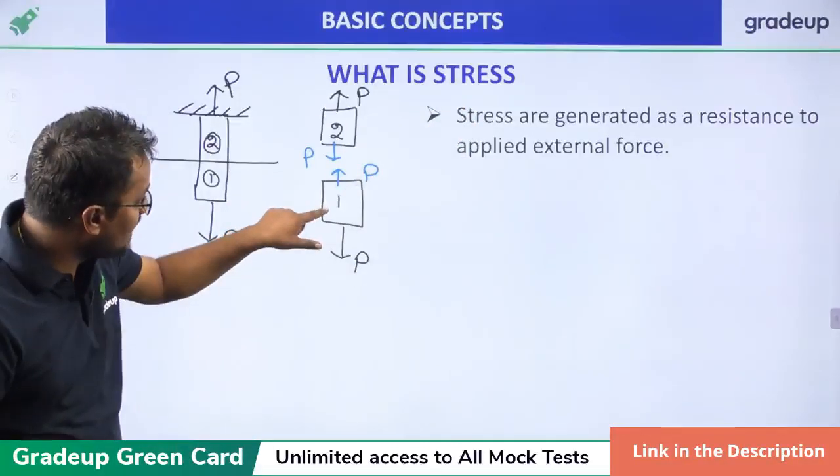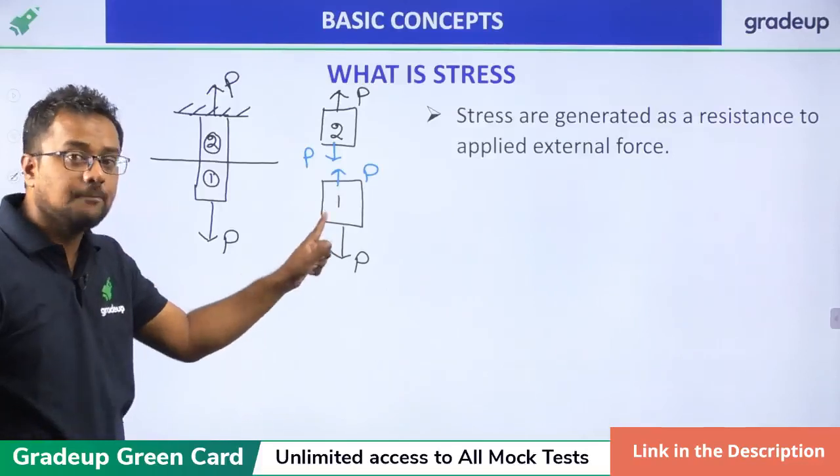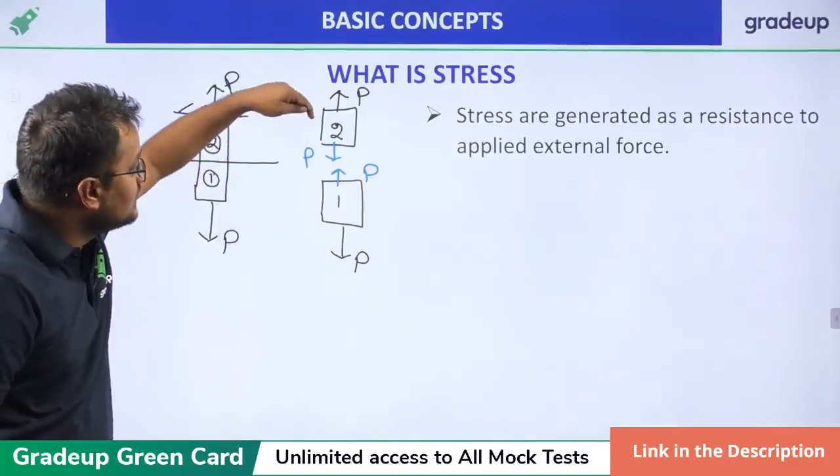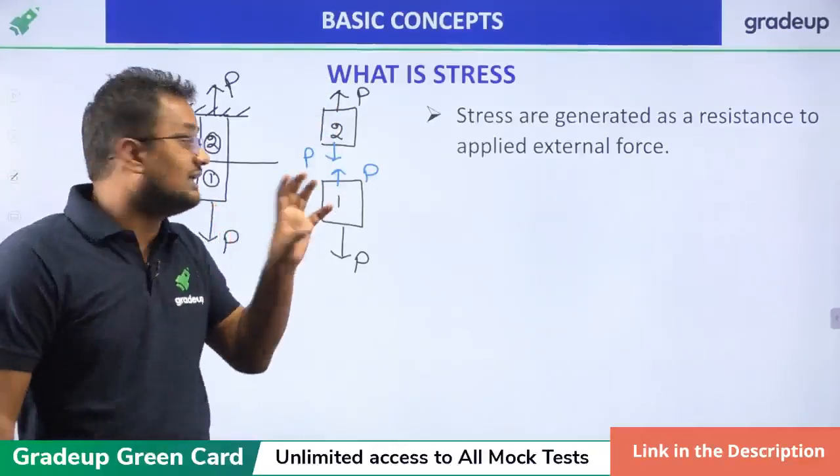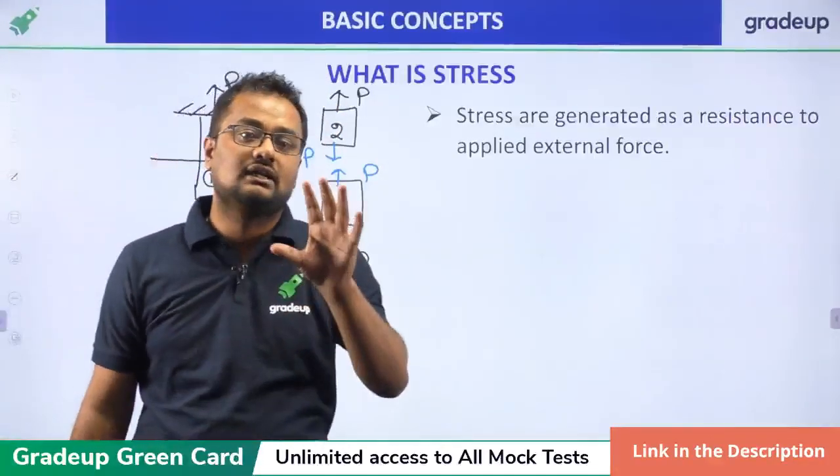Now, in this one bar, P force is acting downward. In this one bar, P force is acting upward. In the second bar, P force is acting downward, and in the second bar, P force is acting upward. Therefore, both 1 and 2 are in equilibrium.